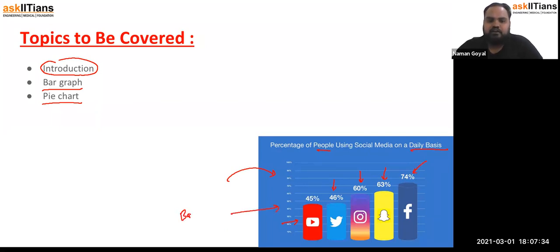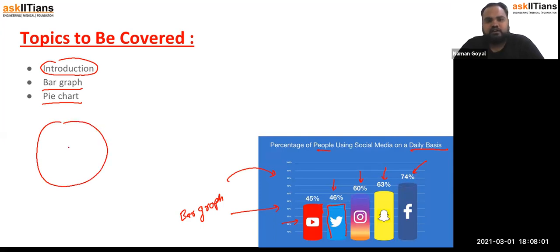This is bar graph. Why is it bar graph? Because see, there are bars. The data is shown in the form of bars, right? When the percentage is higher, the bar becomes higher. When the percentage becomes less, the length of the bar becomes less. So that's why it is known as bar graph. In bar graph, you are going to see the bars, and in pie chart, we are going to use a circle.